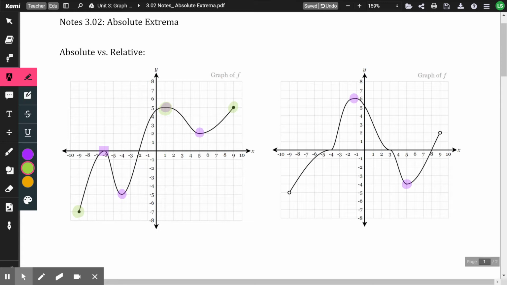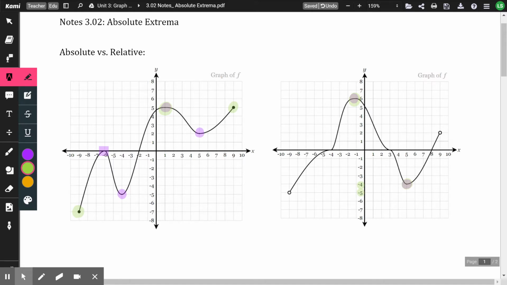For your absolute mins and maxes for the second graph on the right-hand side, we do have an absolute max that happens to be the same as the local max up there at x equals -1. It has a value of 6. But when you consider your minimum, this local minimum has a value of -4. But if you look at this endpoint, it's approaching a -5.